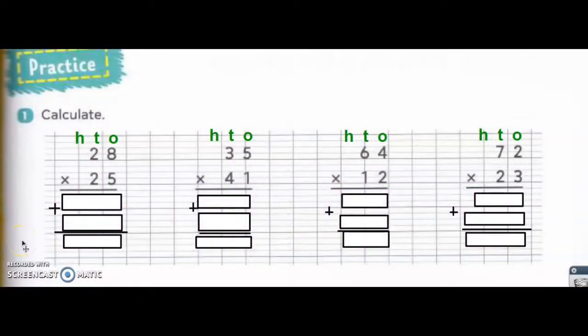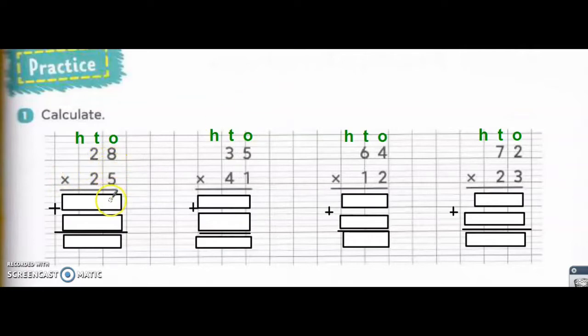Hi dear, now we're gonna correct your homework, page 121, number 1, which says calculate. As you may see, you have 4 operations that are already aligned vertically under each other, and I wrote ones, tens, hundreds above them, so we know where to write the ones and the tens and the hundreds. We're gonna start with the first operation, 28 multiplied by 25. 28 times 25. Let's start.